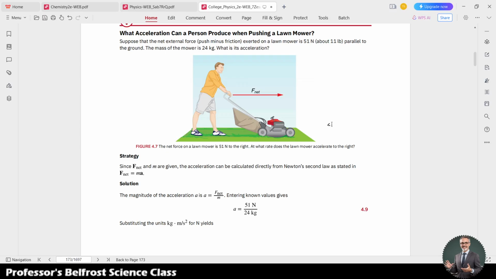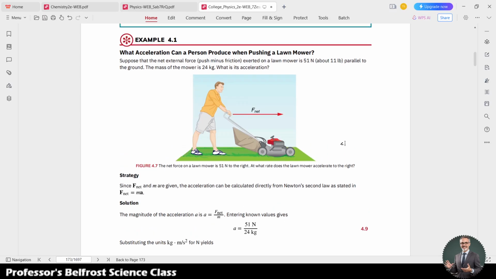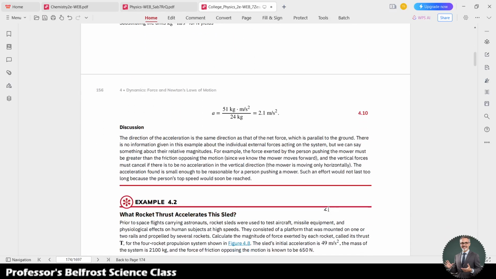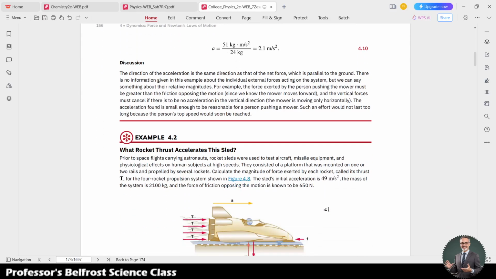Okay, let's dive into the example. Suppose that an external force exerted on a lawnmower is 51 newtons, about 11 pounds, parallel to the ground, and the mass of the mower is 24 kilograms. So what is its acceleration? It's very easy, right? a equals F over m, so 51 divided by 24. And that's all. It is about 2.1 meters per second squared.